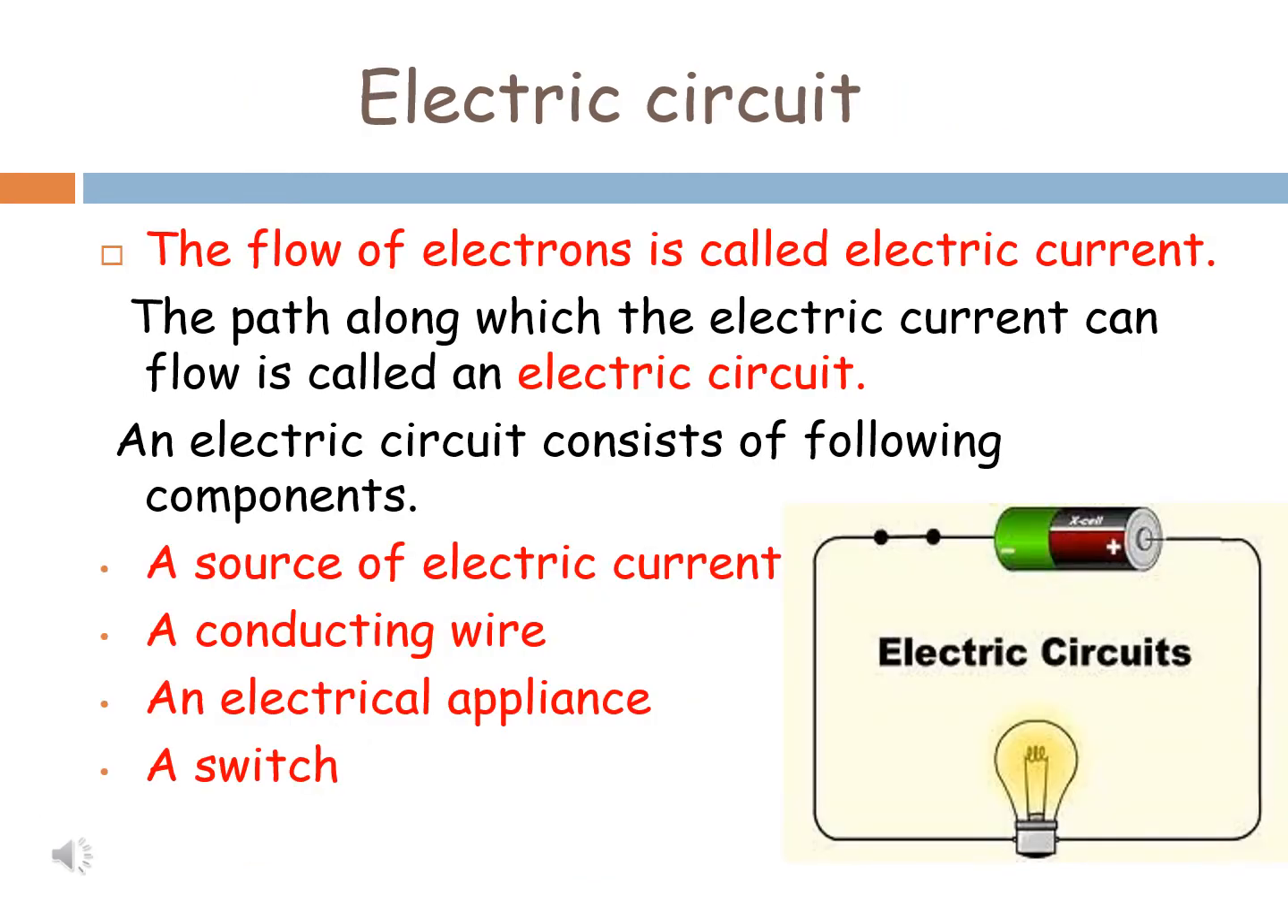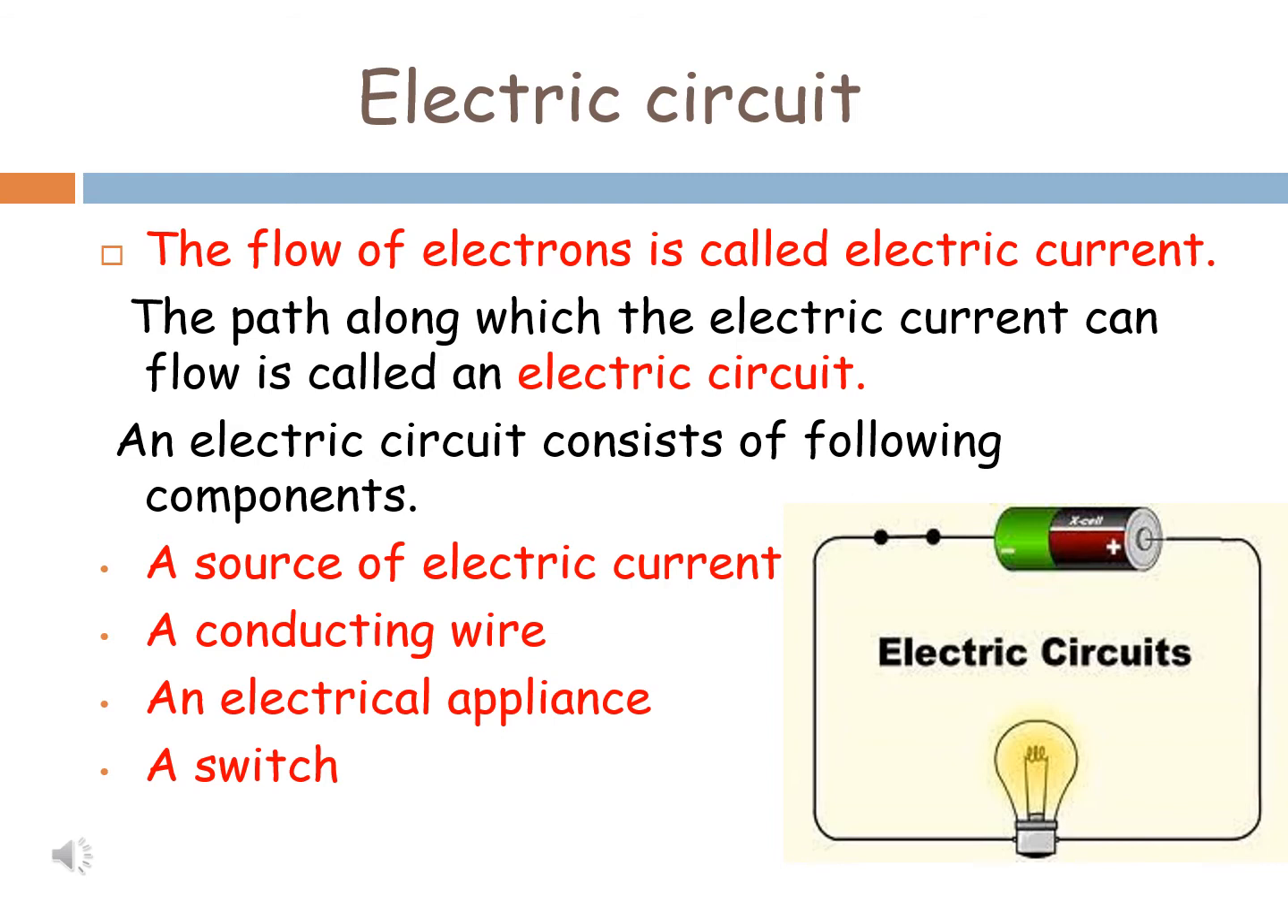Now let us discuss electric circuit. First we'll try to understand what is an electric current. The flow of electrons is called electric current, and the path along which this electric current can flow is called an electric circuit. So we can say electric current is the flow of electrons, and the path along which this electric current flows is known as an electric circuit.